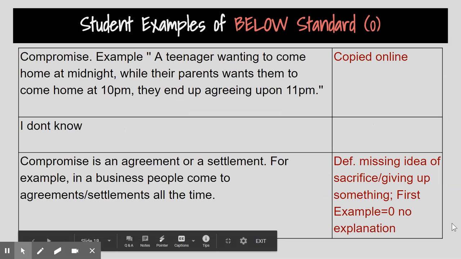And this is the last round of examples of below standard. After you watch this video again and pause through certain slides, you will be ready for the retake.